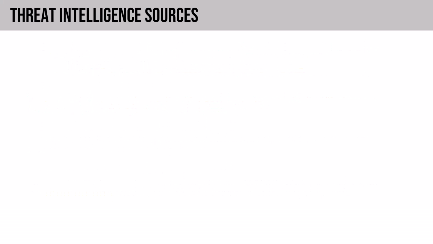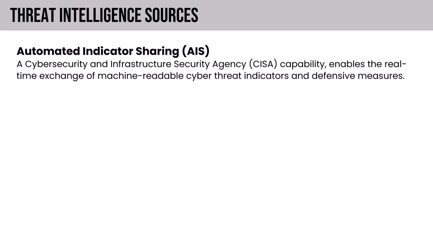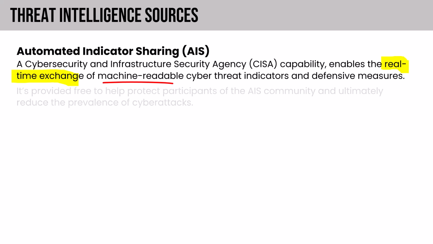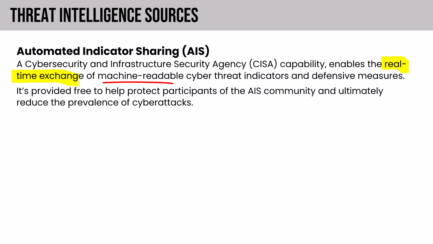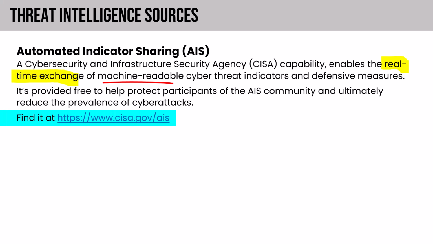Okay, back to threat intelligence sources. There's automated indicator sharing, which is a CISA capability that enables real-time exchange of machine-readable cyber threat indicators and defensive measures. It's provided free to help participants in the AIS community and ultimately to reduce the prevalence of cyber attacks. If you're interested, you can read more at cisa.gov/AIS.